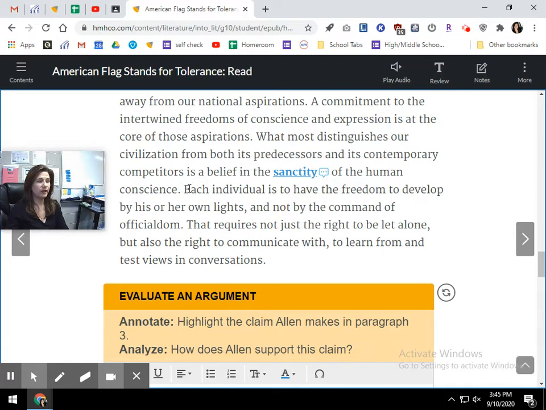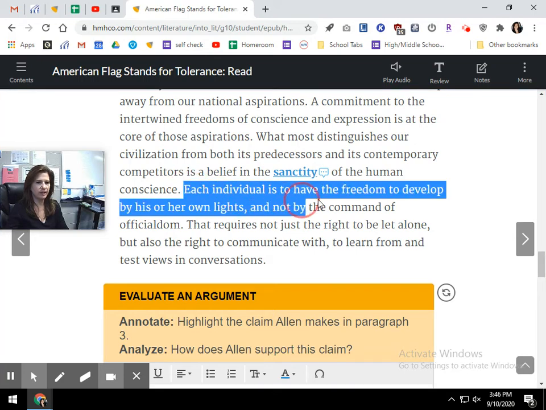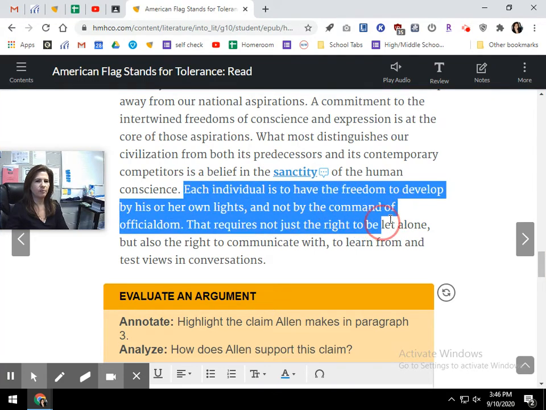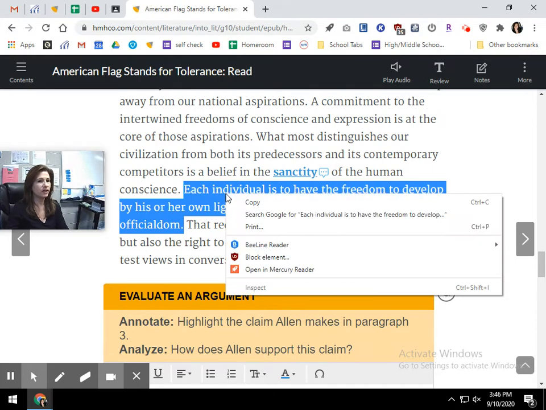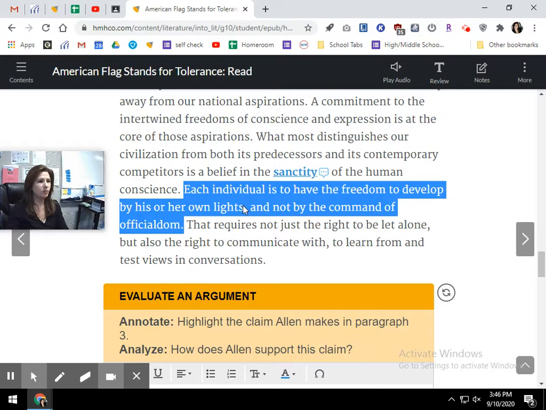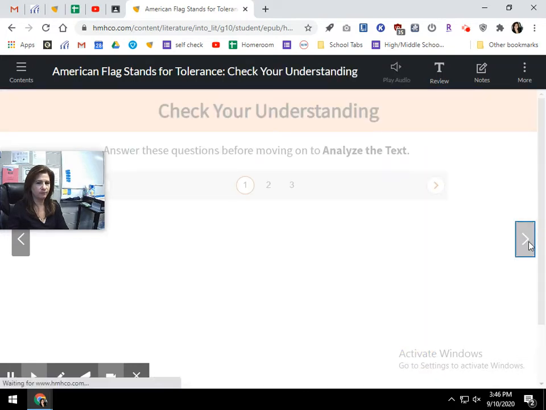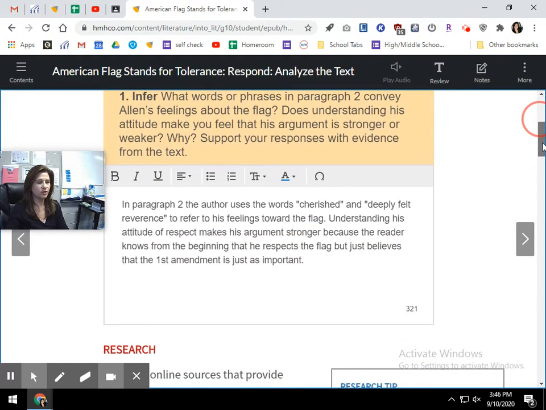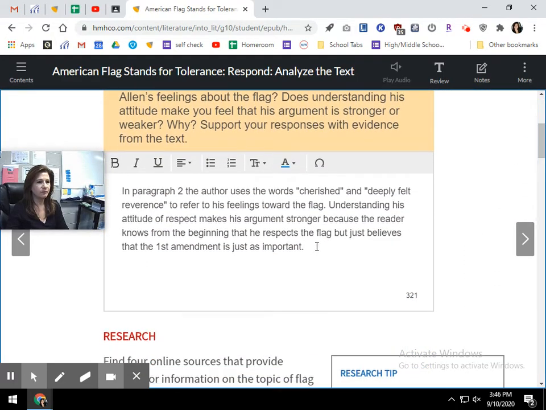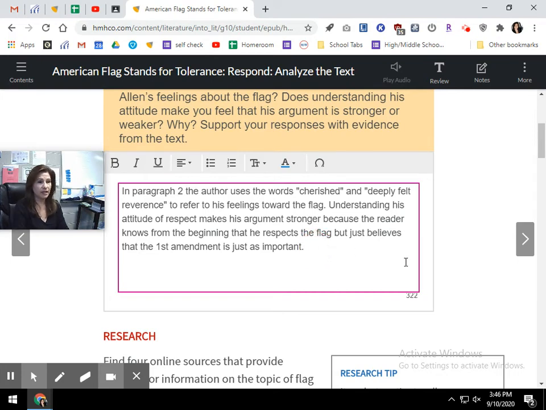So here's a good point that he makes. Each individual is to have the freedom to develop by his or her own lights and not by the command of officialdom. Now that sounds kind of funny. But what he's saying is each person has the right to decide for themselves without the government telling them what they have to do. Okay? Which is a very American idea, but it still gets a little tricky when we're talking about something as controversial as flag burning.